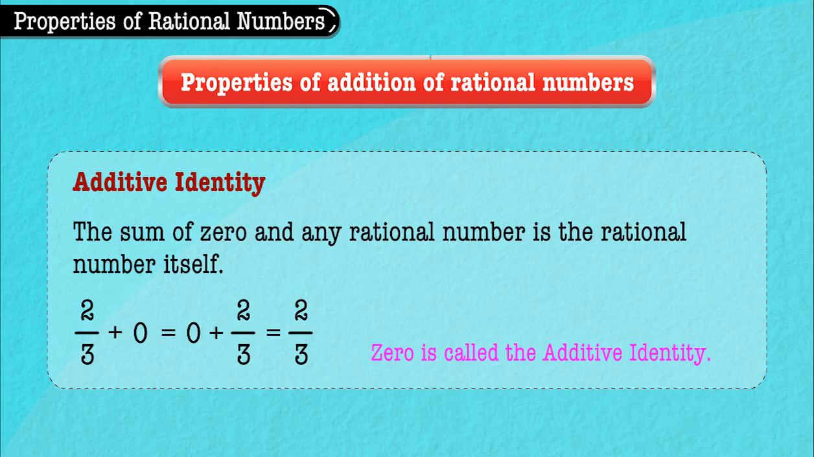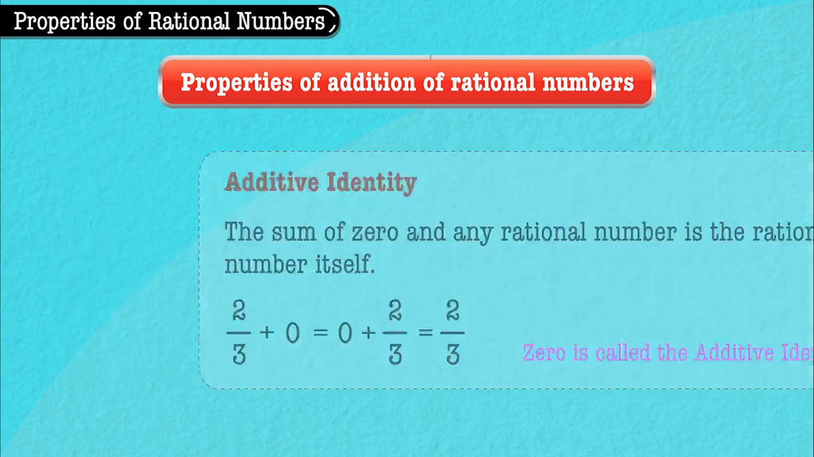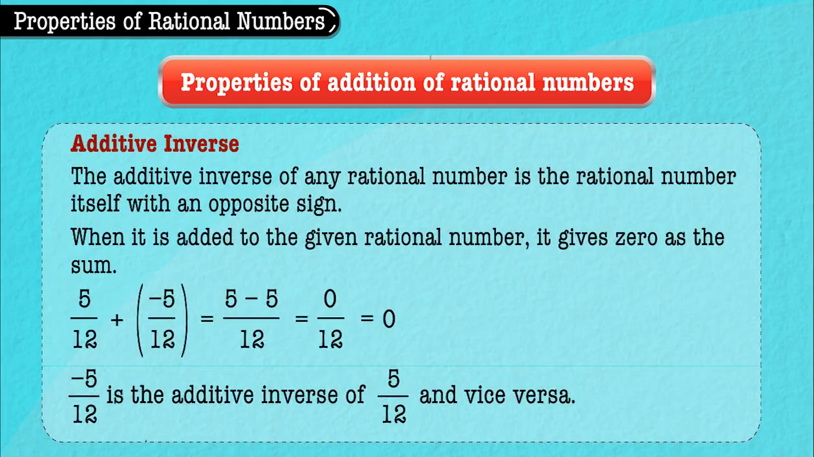Additive identity. The sum of 0 and any rational number is the rational number itself. 0 is called the additive identity. Additive inverse. The additive inverse of any rational number is the rational number itself with an opposite sign.